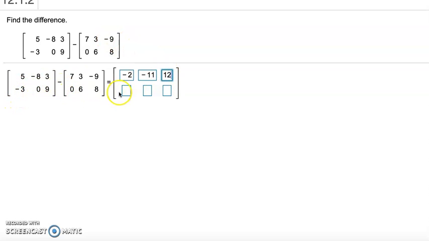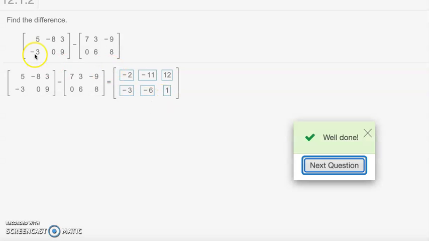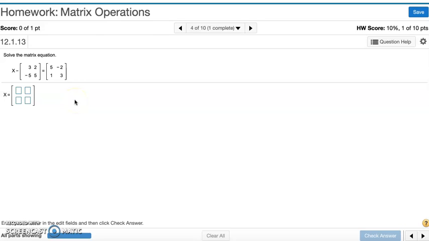Negative 3 minus 0 is negative 3. 0 minus 6 is negative 6. And 9 minus 8 is 1. And that's number 1. Going to number 4, solve the matrix equation.